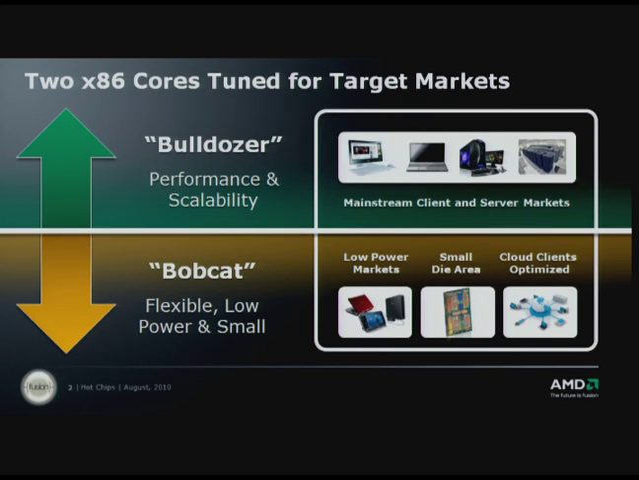At the low power and small area form factor segment of the market, the Bobcat core is our new core that's going to be targeting the high mobility markets of netbook and thin and light notebooks. So I'm going to be describing the Bulldozer core in some detail, and following my presentation, Brad will cover the Bobcat core.